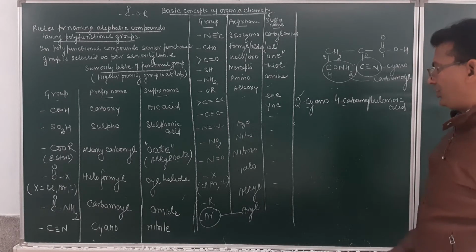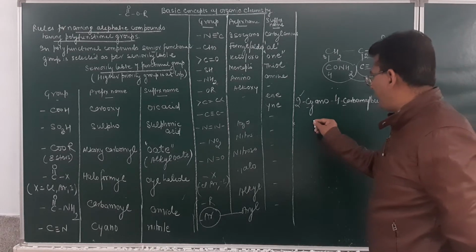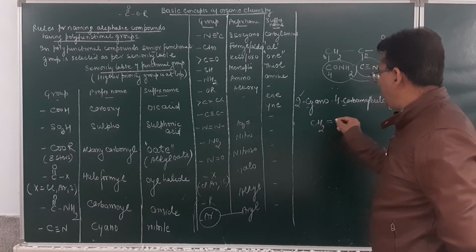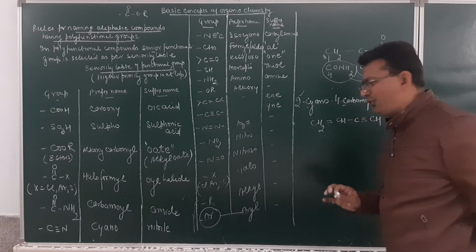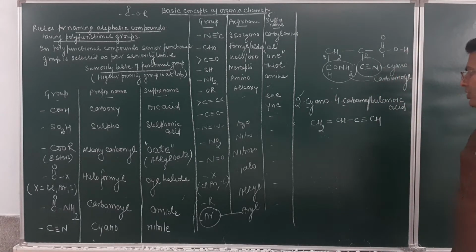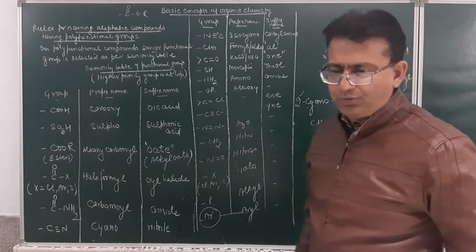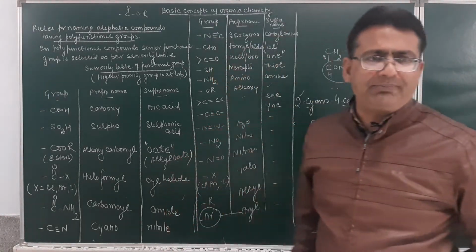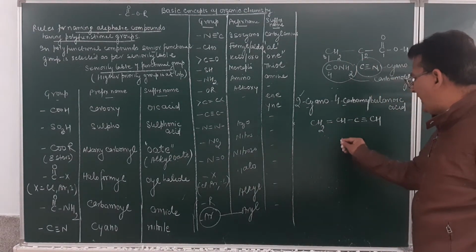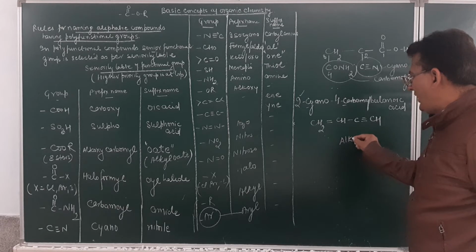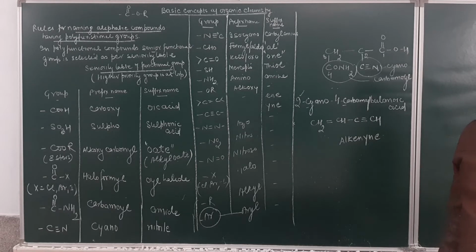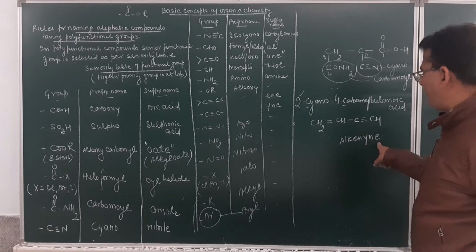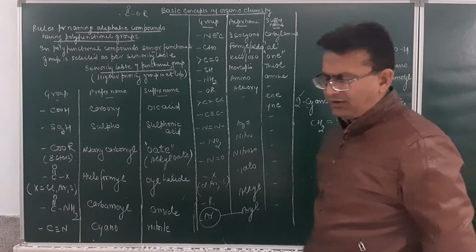Now just see another compound. Suppose we have this compound CH2=CH-C≡CH. Now see very carefully. In this compound, both double bond and triple bond are present. So if in a compound both double bond and triple bond are present, then the base name will be alkenyne. Now see very carefully.